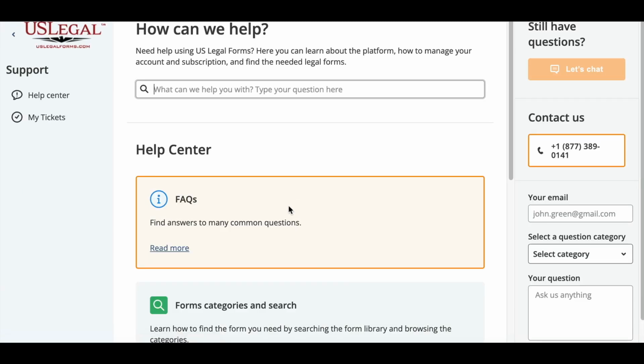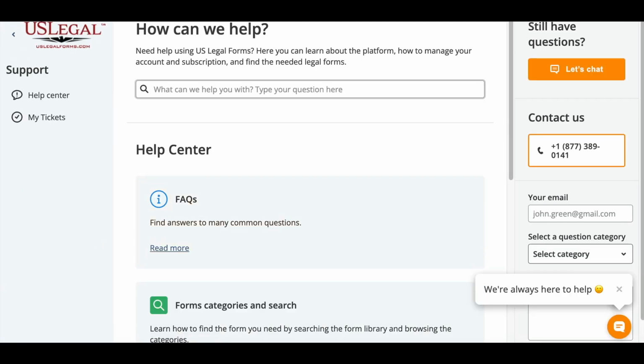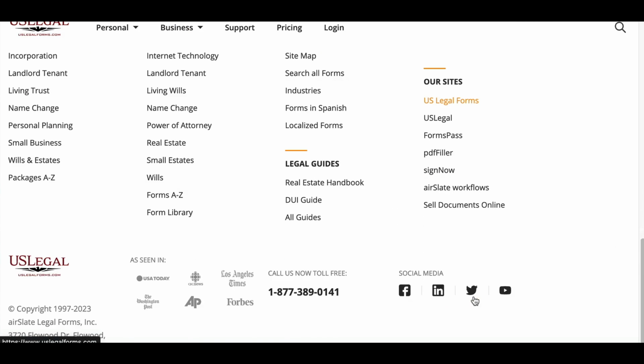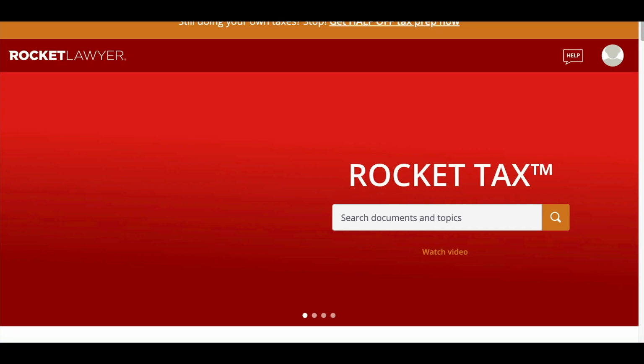Contact us. Can you get actual people? They have a little bot over here. And they have a phone number. So USLegalForms appears to be a legitimate business that has been around for a while. And then RocketLawyer, it's fine.